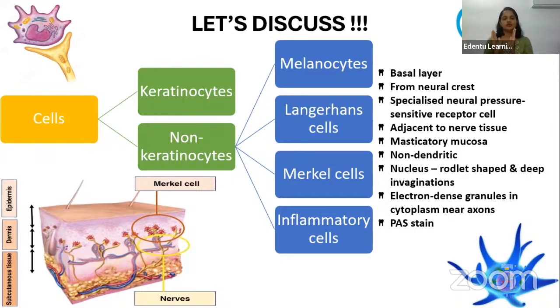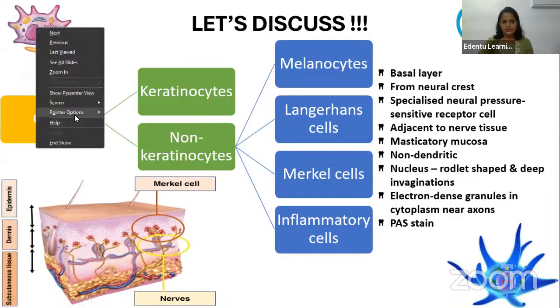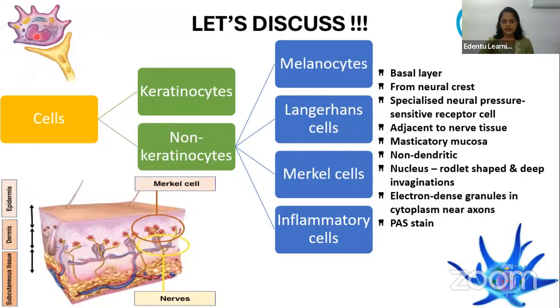So they are the only non-dendritic, non-keratinocyte cell present in our oral mucosa. Now, if you look at the nucleus of the Merkel cell, you can see that it is somewhat rodlet shaped and it has deep invaginations like this. So this is the characteristic appearance of the nucleus of the Merkel cell. It is rodlet shaped and it has deep invaginations.